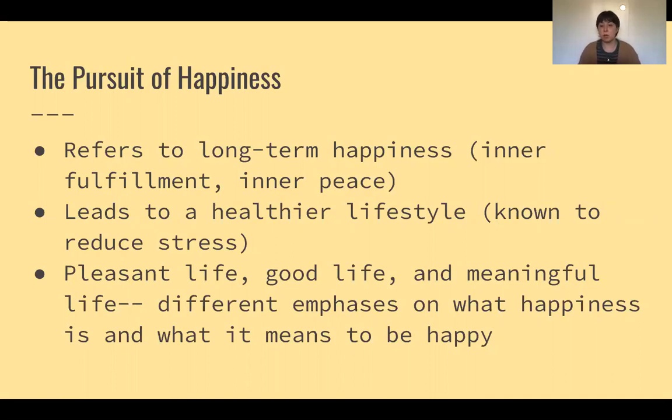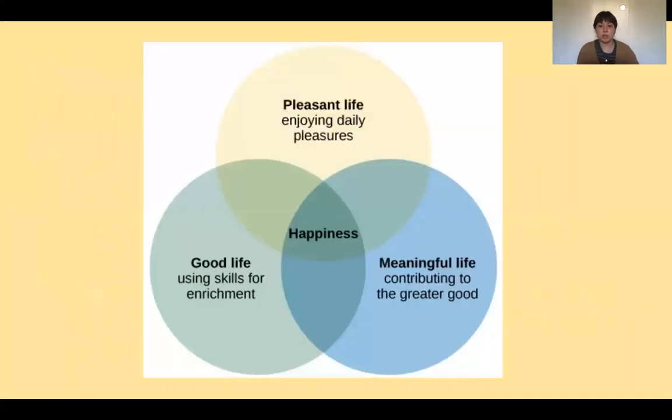So there are 3 categories of different emphases on what happiness is and what it means to be happy. There's the pleasant life, the good life, and the meaningful life. And I'll show that on the next slide. Here we have a diagram that shows the different emphases on what happiness is.